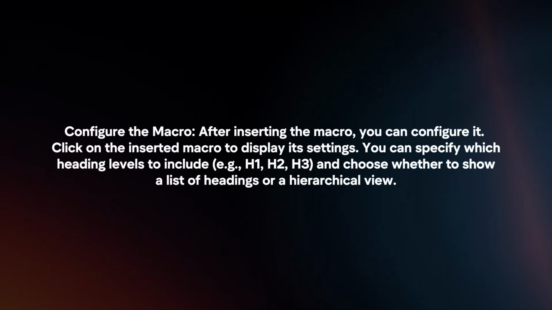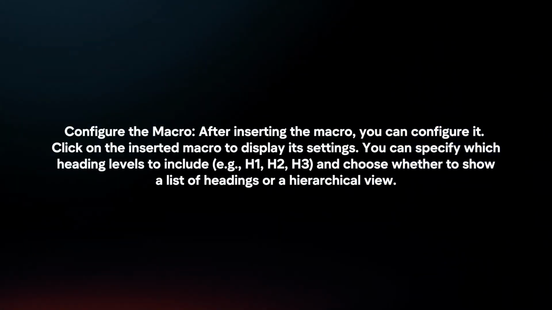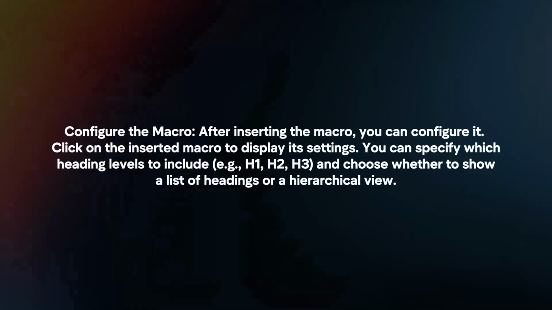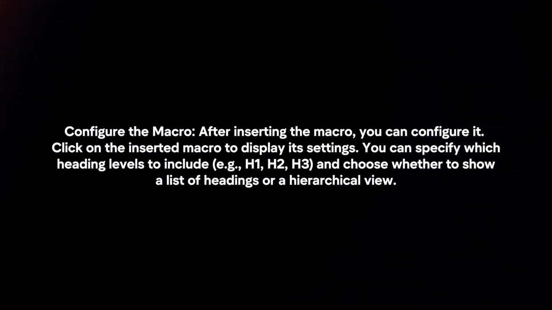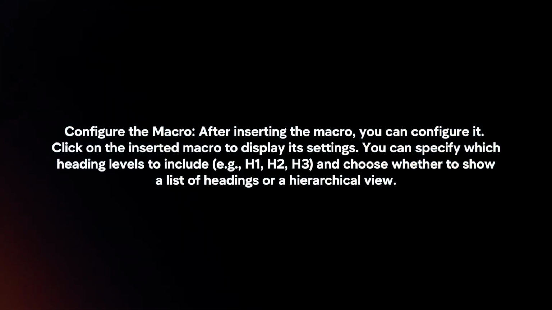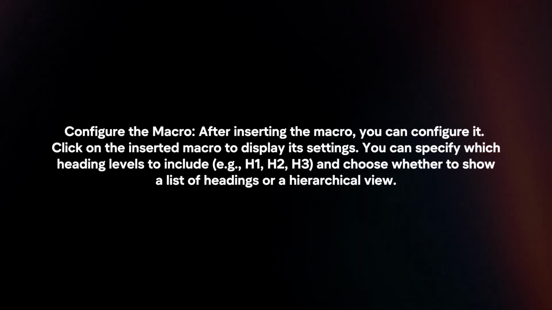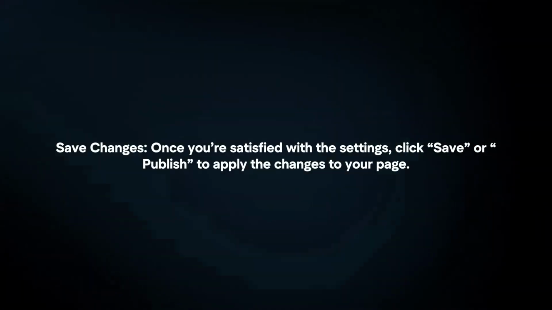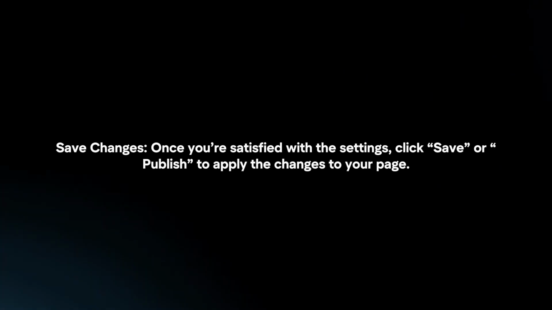Configure the macro. After inserting the macro, you can configure it. Click on the inserted macro to display its settings. You can specify which heading levels to include and choose whether to show a list of headings or a hierarchical view. Save changes. Once you're satisfied with the settings, click Save or Publish to apply the changes to your page.